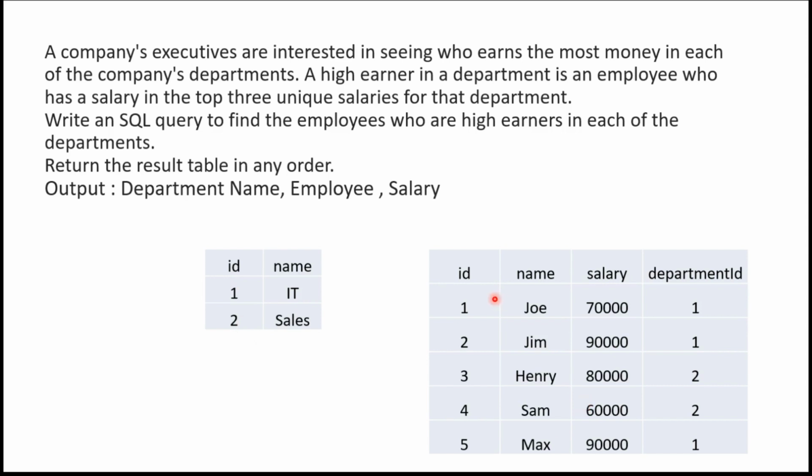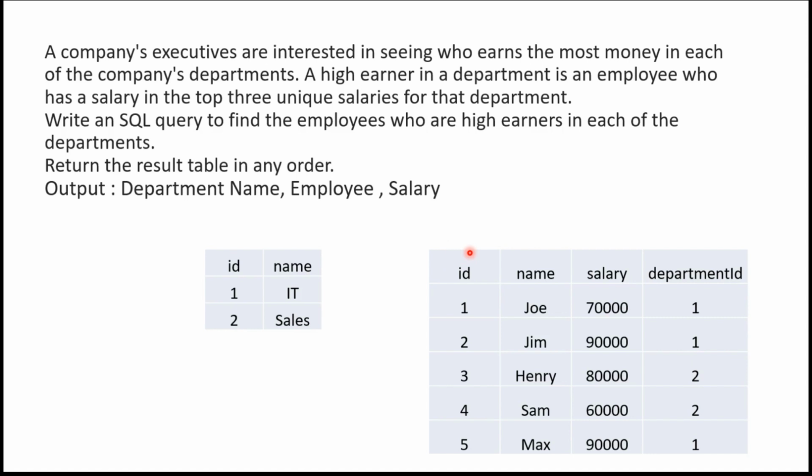Now this question is an extension of the previous one, which we just solved, wherein we were supposed to find out the highest salary from each of the departments. The difference here is that now we need to find the top three salaries instead of just one from every department. And we have to retain the ties as well, just like we did before, right?